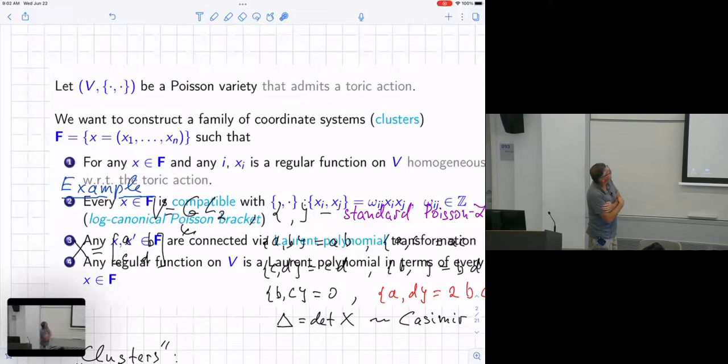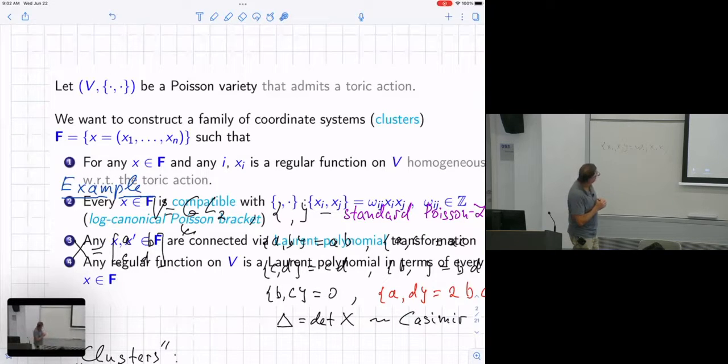So we have a Poisson variety that we prefer to admit a toric action, and we try to construct a family of nice coordinate systems there. And nice in our context means that for each couple of coordinates in this coordinate system, the Poisson bracket is very simple. It's just a constant times a product of these coordinates. We also want these coordinates to be regular functions on our Poisson variety, and we want any two of these coordinate charts to be connected by a very simple sequence of birational transformations.